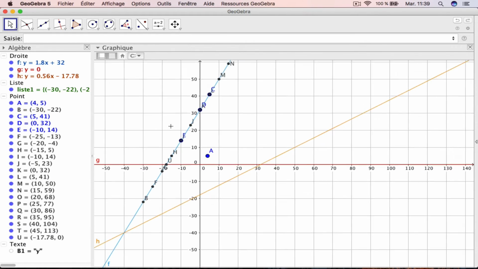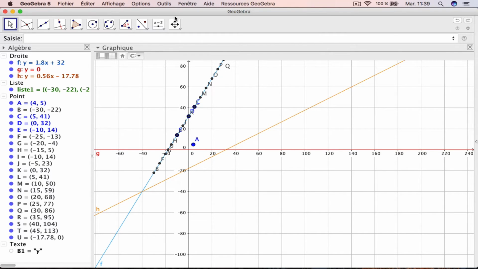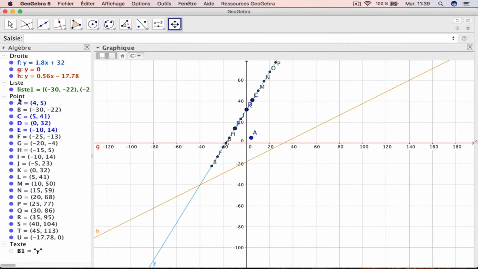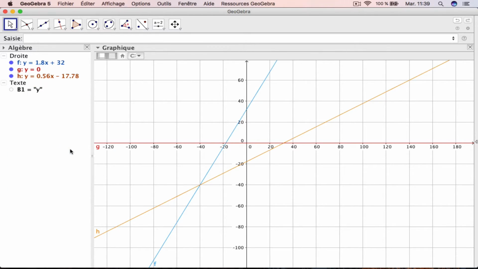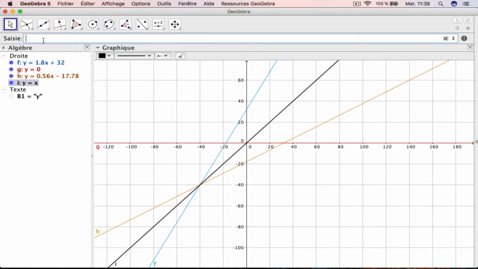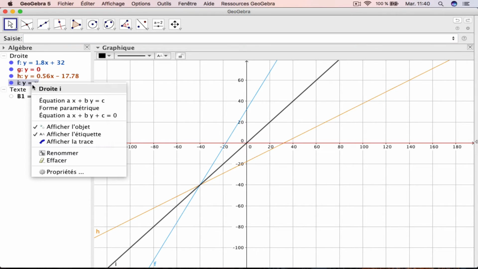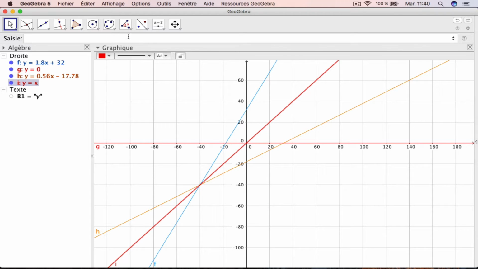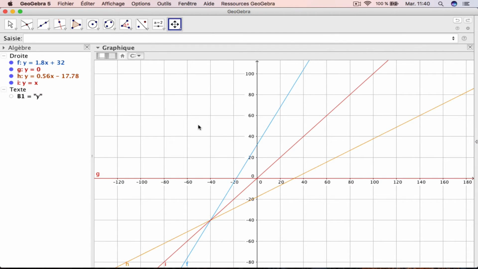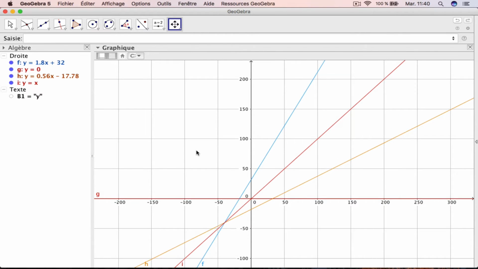Okay, and let's have a look. We've got a kind of symmetry. We don't need this point anymore. But now we've got a kind of symmetry here. This line is important. We can see the symmetry here. So we can find the reciprocal function by using this symmetry.